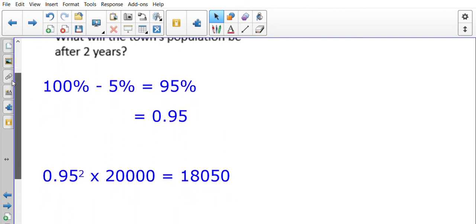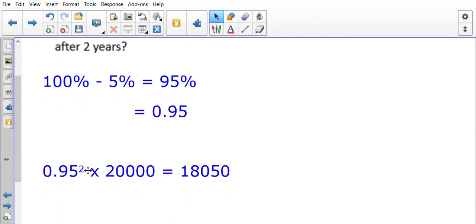The question asked us to find out after 2 years, so you put your decimal to the power of 2, multiply it by the original population, which was 20,000. Putting this sum straight into your calculator will give you an answer of 18,050. Okay, so the population after 2 years would be 18,050.